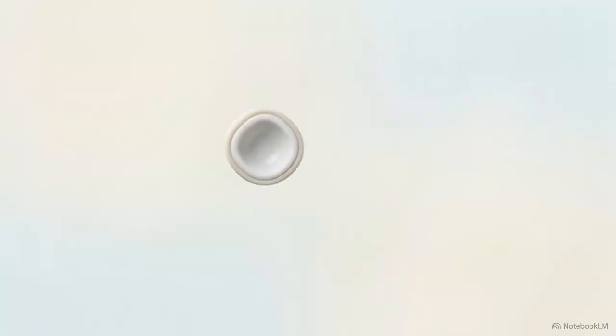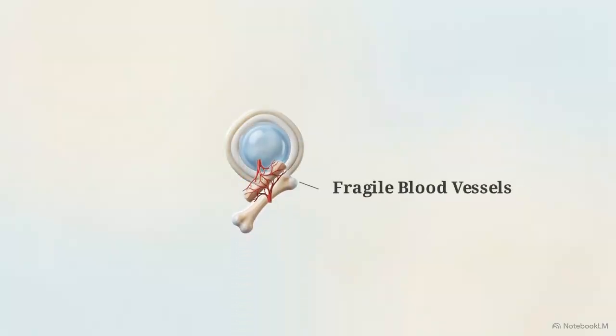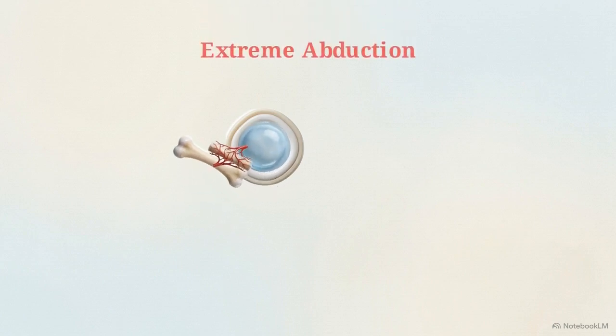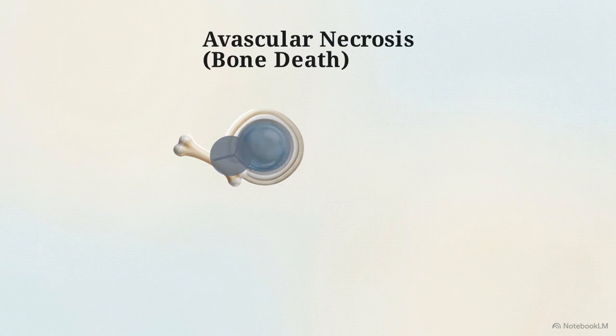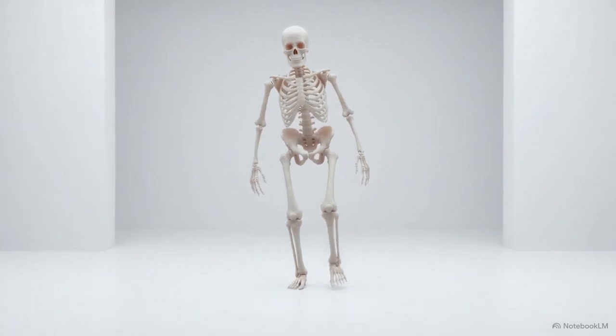The blood vessels supplying the infant femoral head are extremely fragile. Over-tightening a harness in extreme abduction or performing too aggressive a surgical reduction physically compresses these vessels. This chokes off the vascular supply, killing the growing bone. Conversely, doing nothing carries a much heavier penalty.